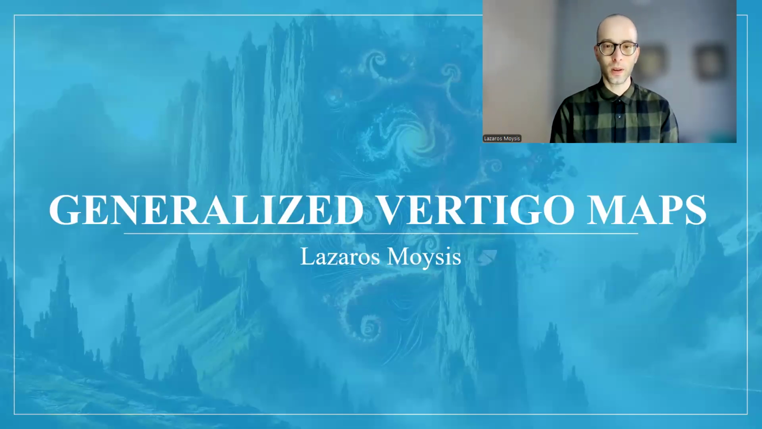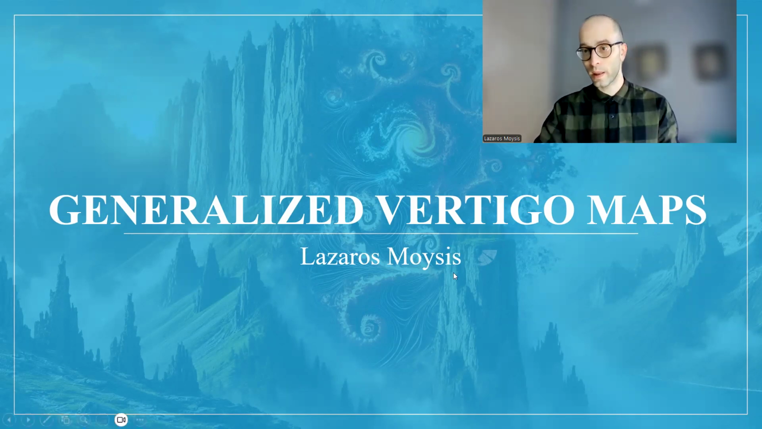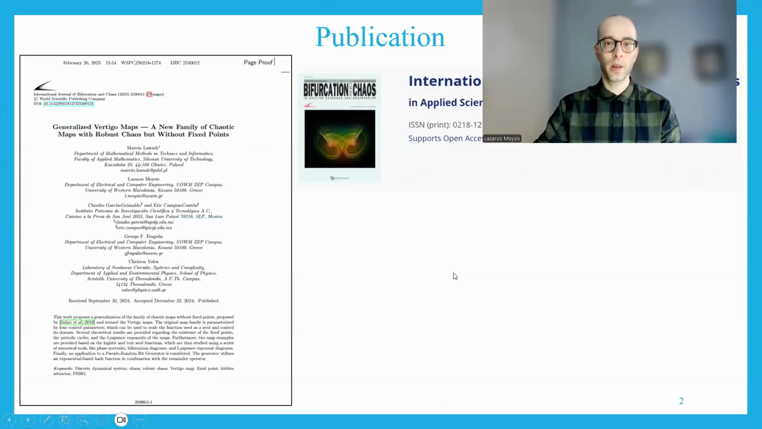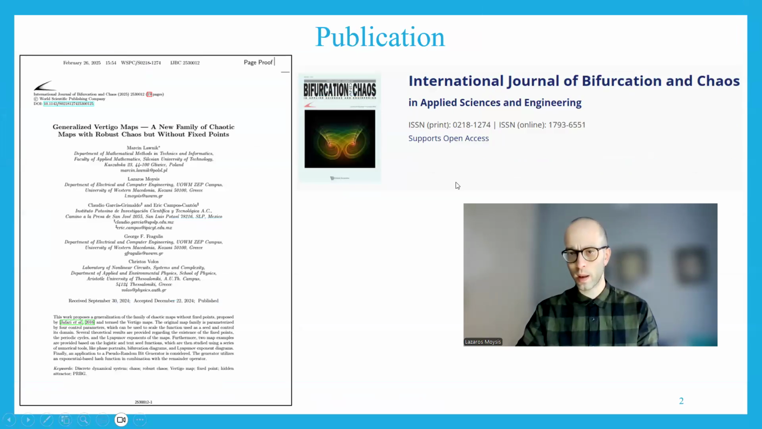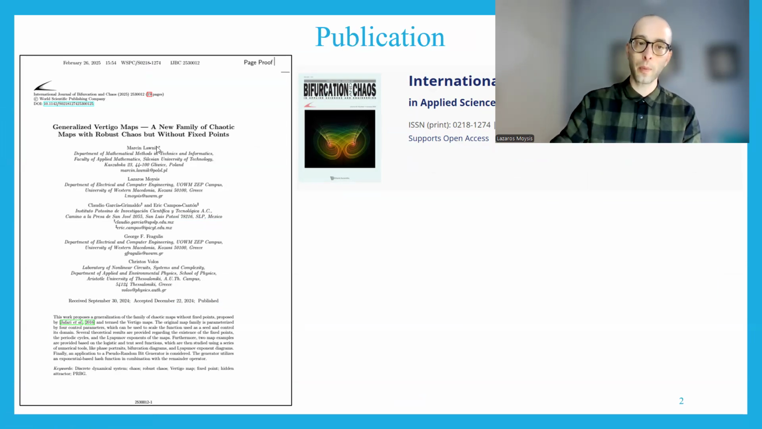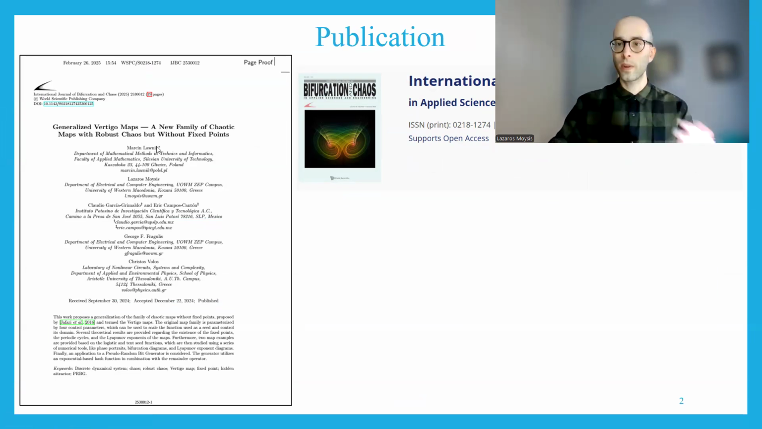Hi everybody. So today we are talking about generalized vertigo maps. So we are talking about basically maps with hidden attractors, as I will show you later. This is from a recent publication in International Journal of Bifurcation and Chaos, very well-known journal, of course. The paper is called Generalized Vertigo Maps, a new family of chaotic maps with robust chaos and without fixed points.